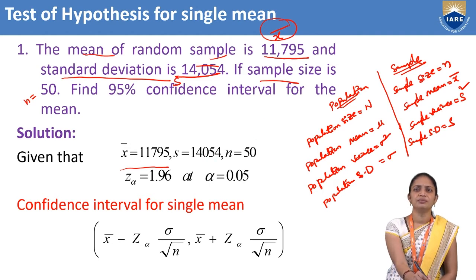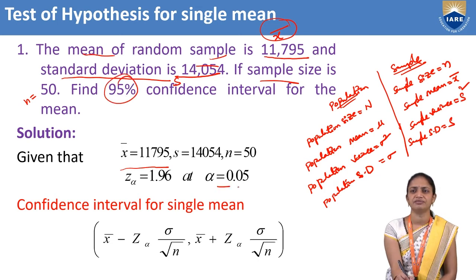So what is z alpha value? At 95%, here we have to take alpha as 0.05, or 5%, and z alpha will be 1.96. So here z alpha will be 1.96.